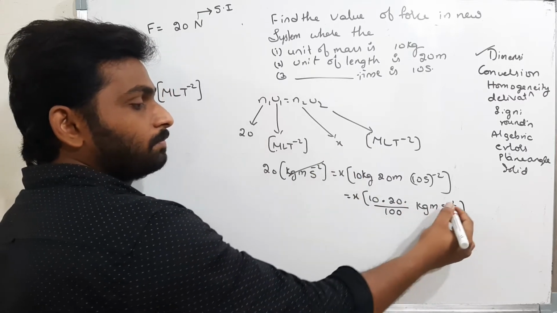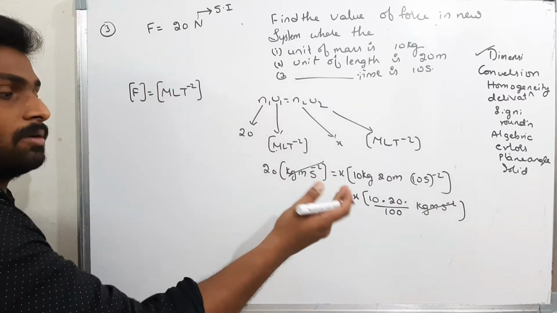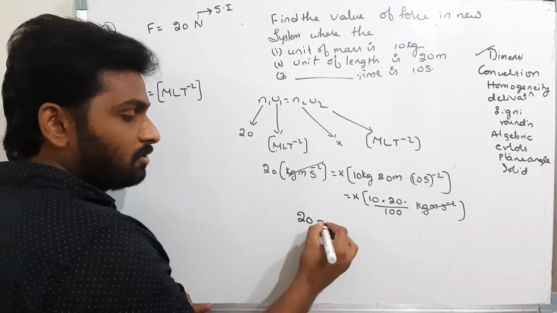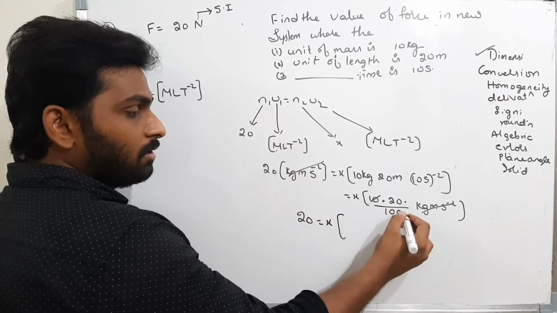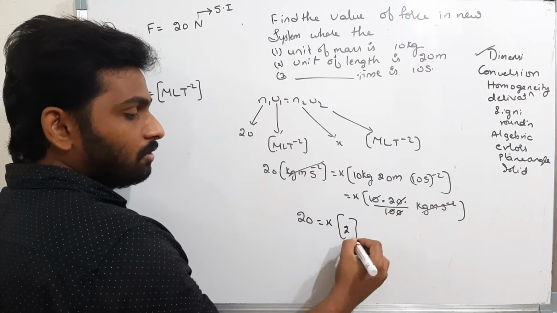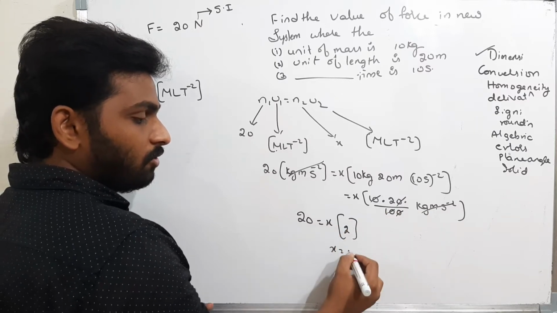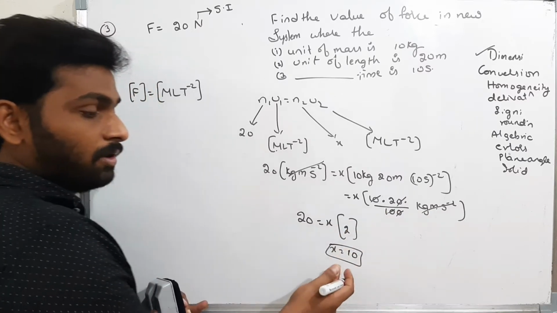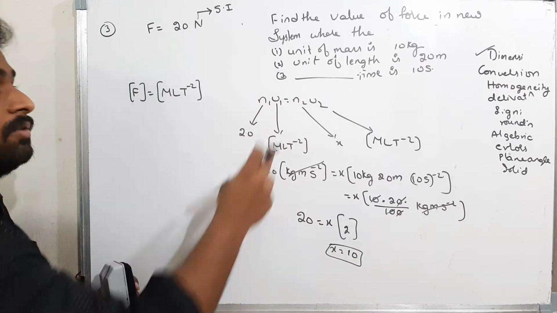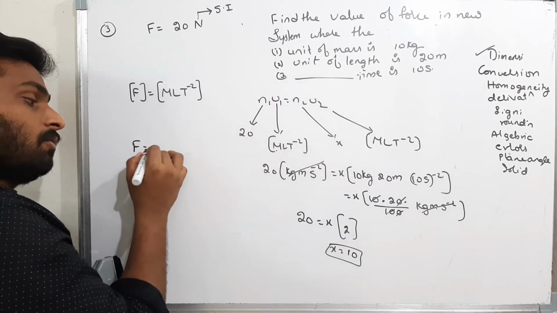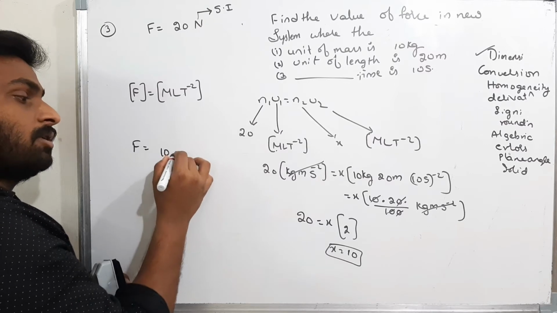Therefore, kg meter s minus 2 cancels on both sides. Therefore, 20 is equal to x into 100, the zeros cancel off. What is remaining? 2. Therefore, x is equal to 20 by 2, which is nothing but 10. Therefore, here I got the final answer as 10. Even in this new system, the force value is 10 units.